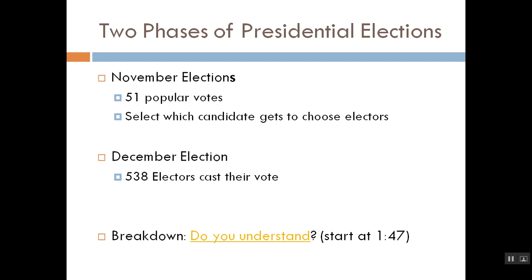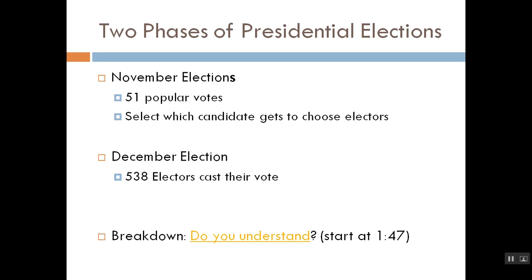How does this work? Well, the second phase of the presidential selection process is what we call the December election. And this is when the 538 electors selected by the 50 states and Washington, D.C. come together. Each elector casts one ballot, and whichever candidate gets a majority vote from the Electoral College becomes the president of the United States.